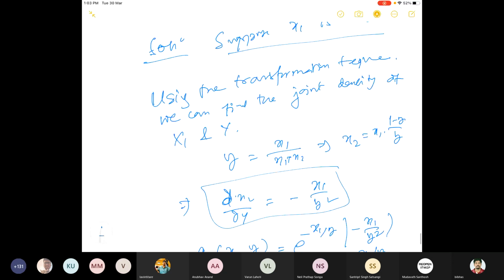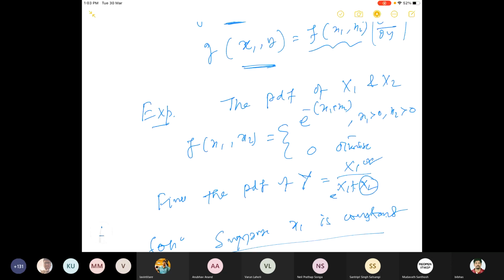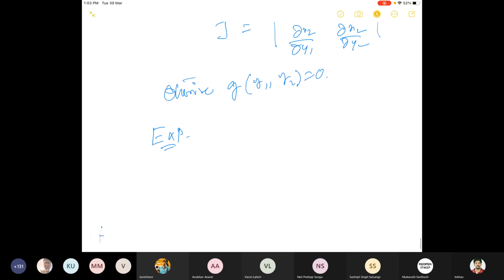Yeah, this one. Let's say f of x1, x2 is equal to e to the power minus (x1 plus x2), for x1 bigger than 0, x2 bigger than 0, and 0 otherwise. So suppose this is the function that is given to us.